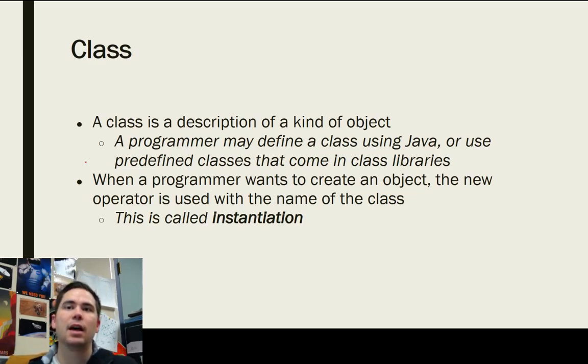When a programmer wants to create an object, a new operator is used with the name of the class, and that's called instantiation. So this is a definition: instantiation is when a new operator is used with the name of the class. So you have created that class.